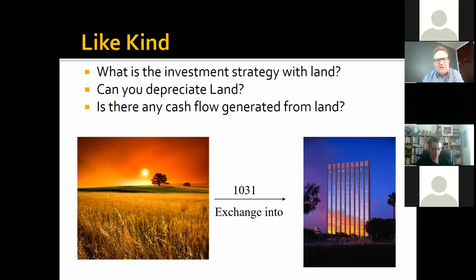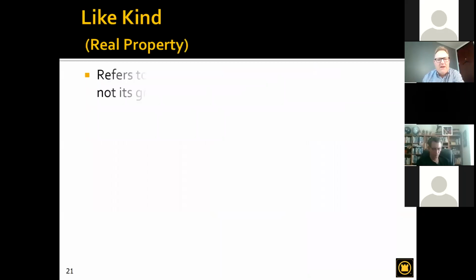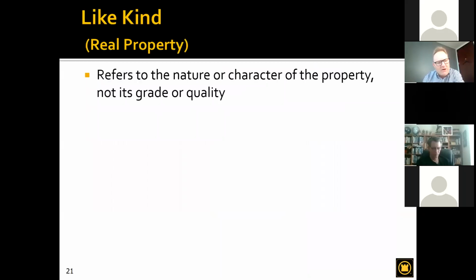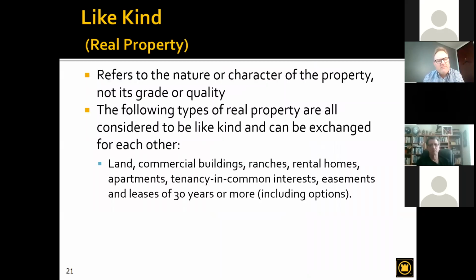But again, the definition of like kind is very, very broad. Again, it refers to the nature or character of the property, its greater quality. And so that could be land, commercial buildings, ranches, rental homes, apartments, tenancy in common interests, easements, even leases of 30 years or more, including options, would all be considered to be like kind. Again, that list isn't a complete list. There's considerably more on there, but again, very, very broad, and a lot of different types of properties that you can move into as you move from property to property to property.